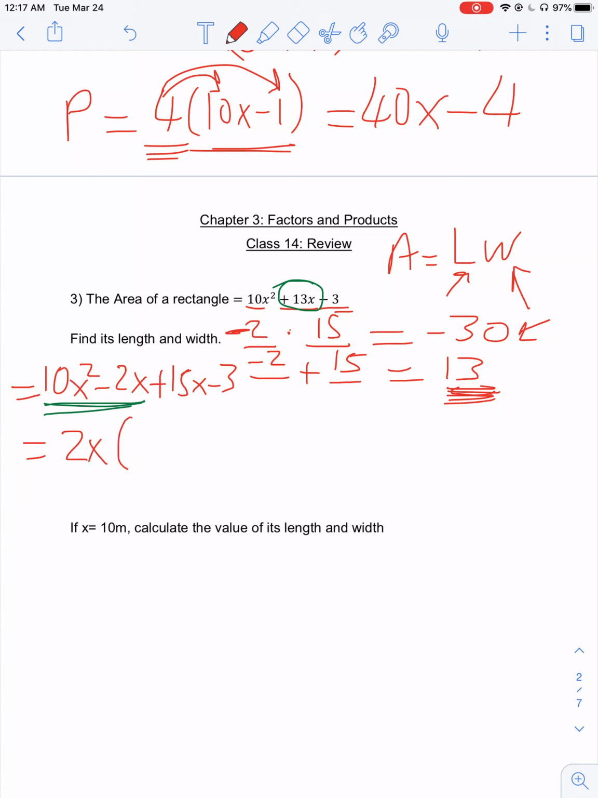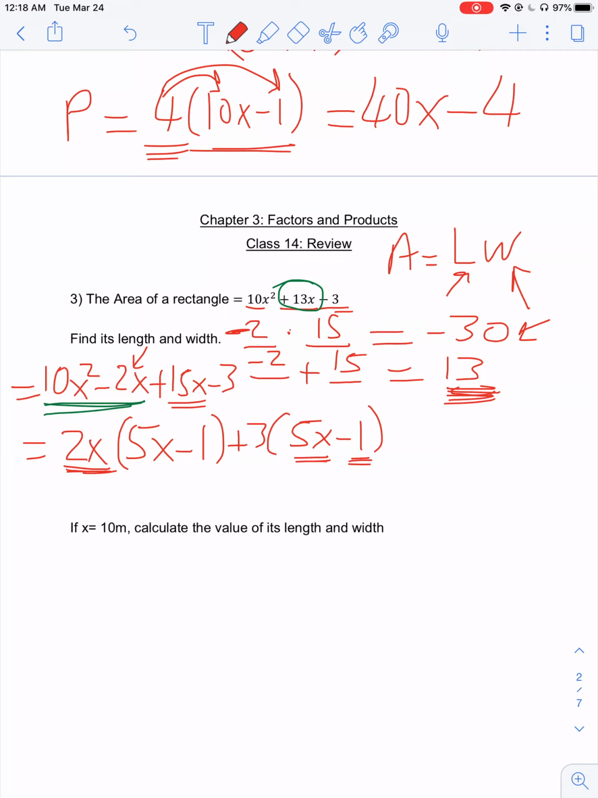So ask yourself, what do I need to multiply 2x by to get 10x squared? It's just going to be 5x. And then what do you need to multiply 2x by to get minus 2x? Just minus 1. So once you have the 5x minus 1, you should get 5x minus 1 over here. Then ask yourself, what do I need to multiply this 5x by to get 15x? That's going to be plus 3. And then check, does plus 3 times minus 1 give me minus 3?